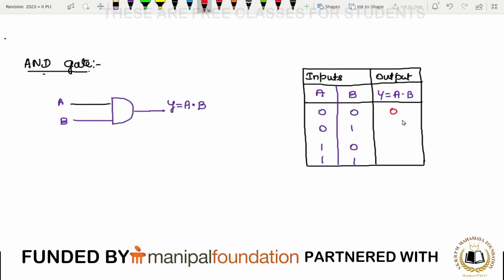0 and 0, so output is how much here? 0. 0 and 1, that also 0. 1 and 0, so 0. 1 and 1 becomes 1. The gate whose output is high when all the inputs are high is called the AND gate. This is the truth table and here is the symbol of the AND gate.